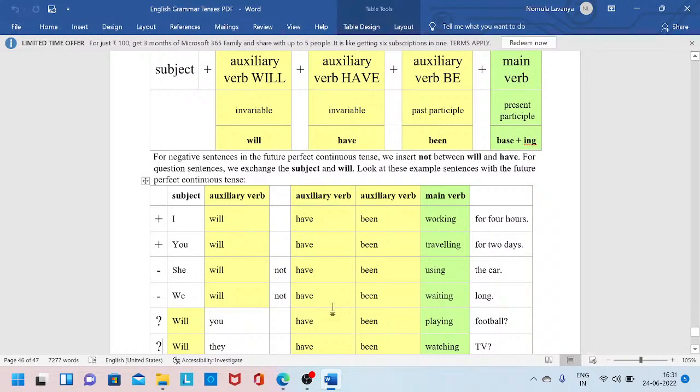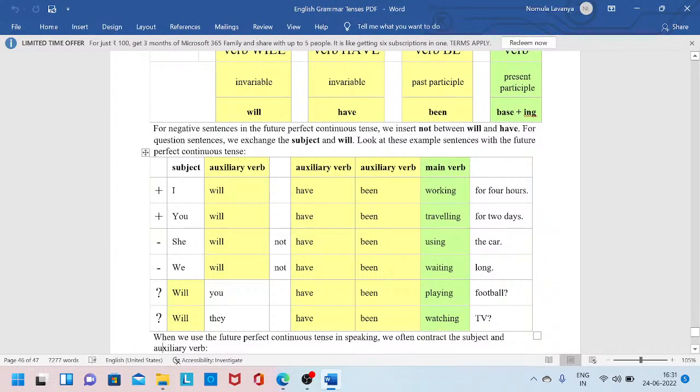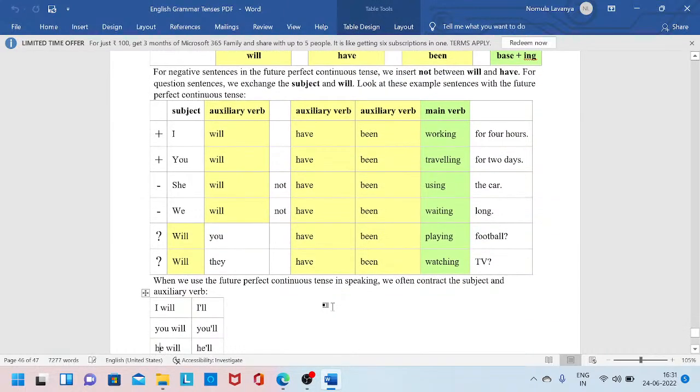I will have been working for 4 hours. You will have been traveling for 2 days. Okay, "I will have been working", this is compulsory, will have been, this is the future perfect continuous tense. Okay, she will not have been using the car. We will not have been waiting long. So these are negative sentences. And the questions: will you have been playing football, will they have been watching TV. So this is the perfect continuous tense.